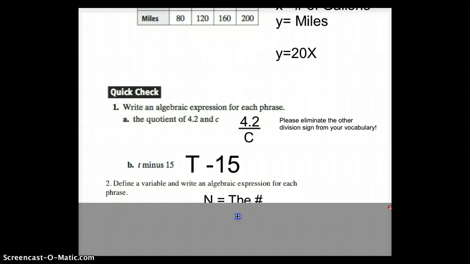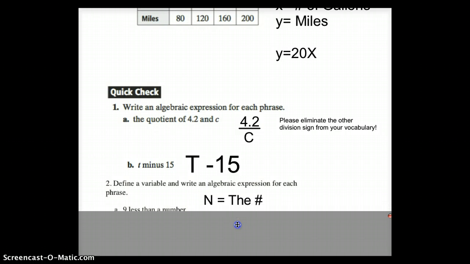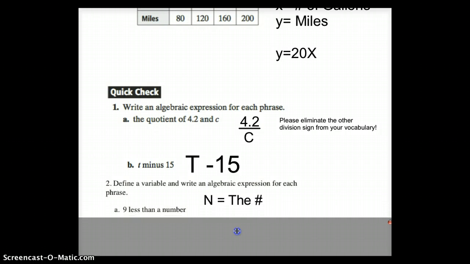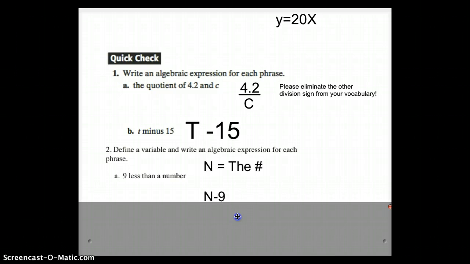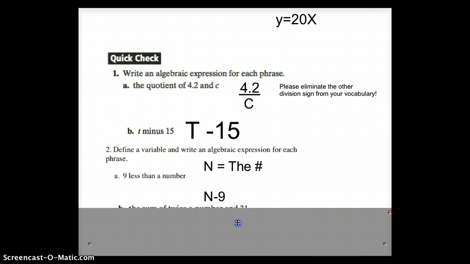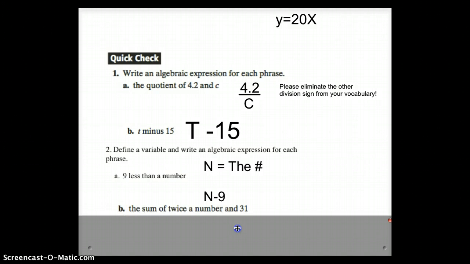Now in number 2, we need to define the variable, and I'm going to use n for the number, and then 9 less than the number. So we're going to take away 9 from a number, and so there's my number n minus 9. And again, we're writing expressions. We're not writing equations, so we don't put that equal sign in, okay?